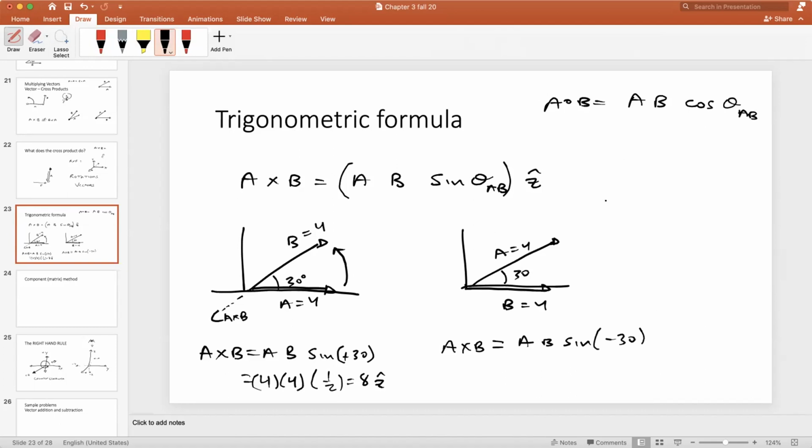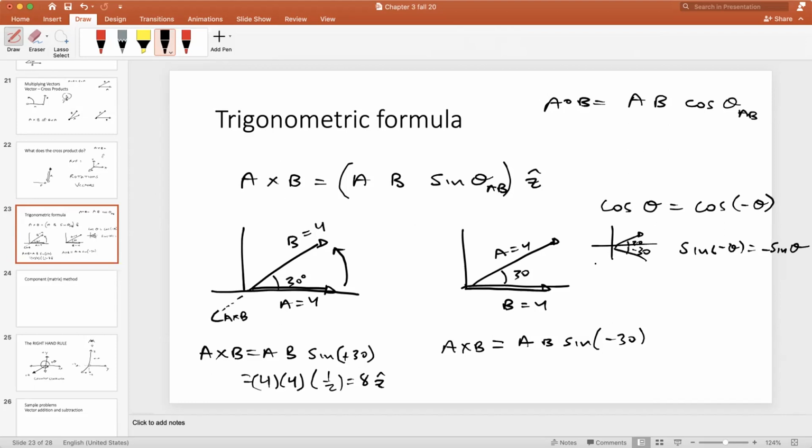If you don't know this already, cosine of theta is equal to cosine of negative theta. Why that is: if you reflect, if this was 30 and this was negative 30, it doesn't matter if you're taking cosine of 30 or cosine of negative 30. Sine of negative theta is negative sine of theta, okay?